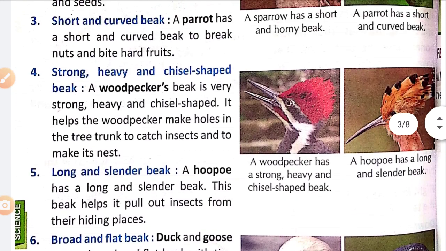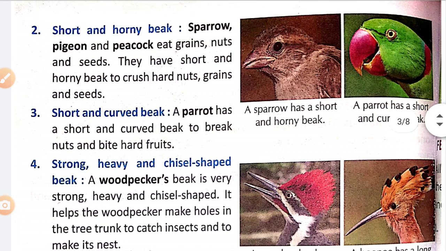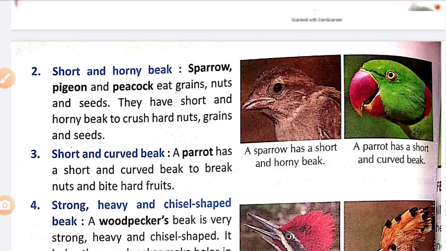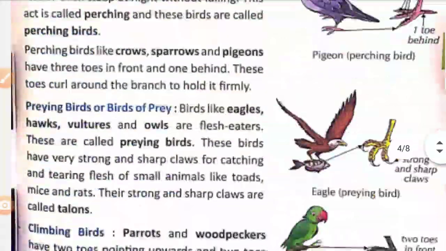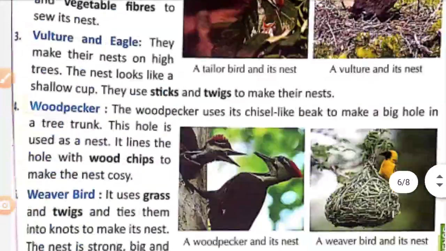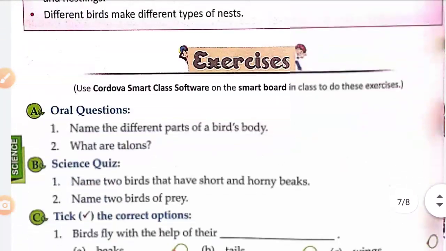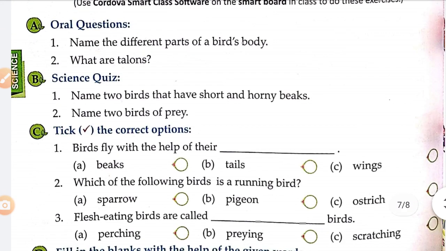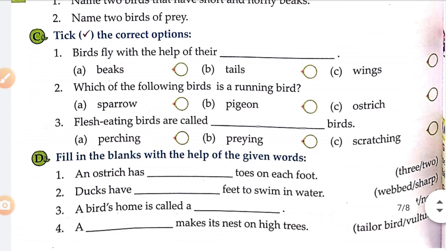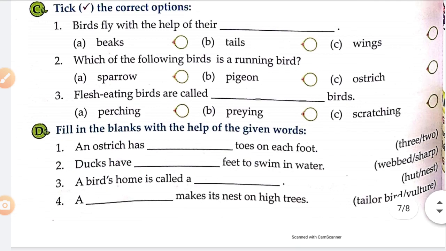So you should write the name of these birds, that is sparrow, pigeon, and peacock. They eat the grains, nuts, and seeds. Okay. So you can write the sparrow, pigeon and peacock. Now next question is there. Name two birds of prey: kites, vulture and eagle. Then tick the correct option.